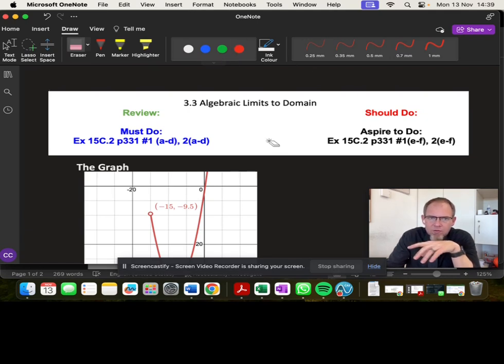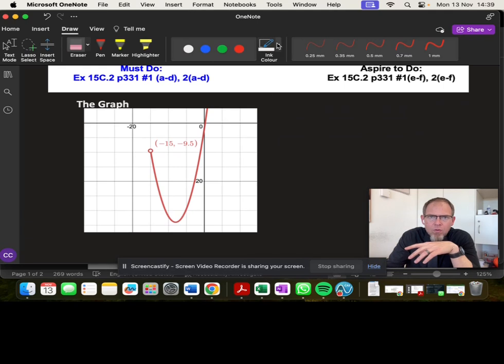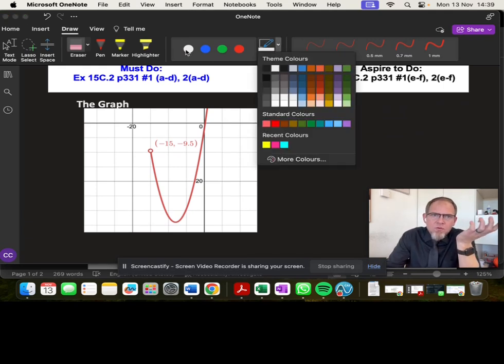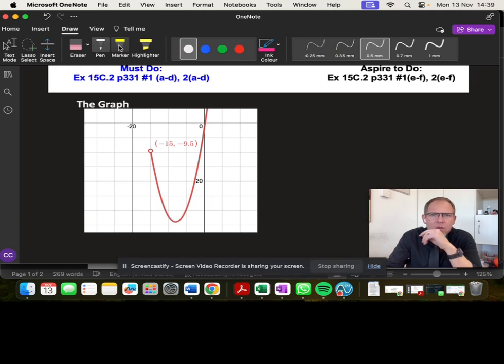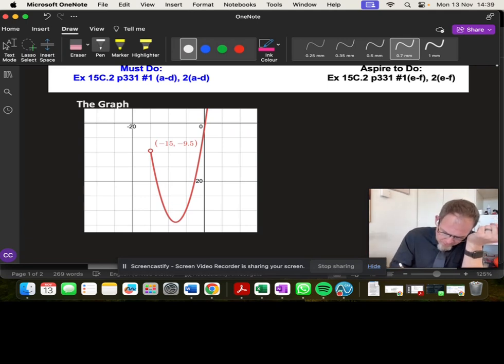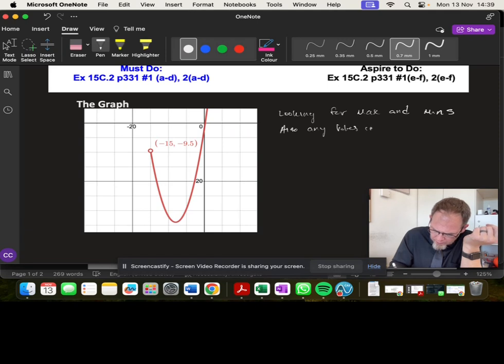But let's just jump right in and look at the first thing, the thing that we most commonly deal with when we are looking at the domain of a function. So the first limit is the graph. The first thing we look at is we're looking for maxes and minimums, and then we're also looking for any holes in the graph. So that's what we're looking for.